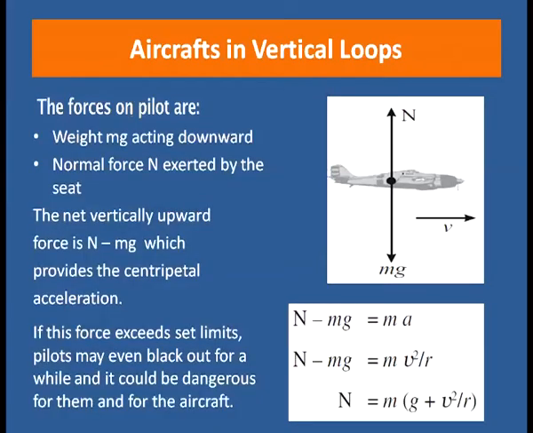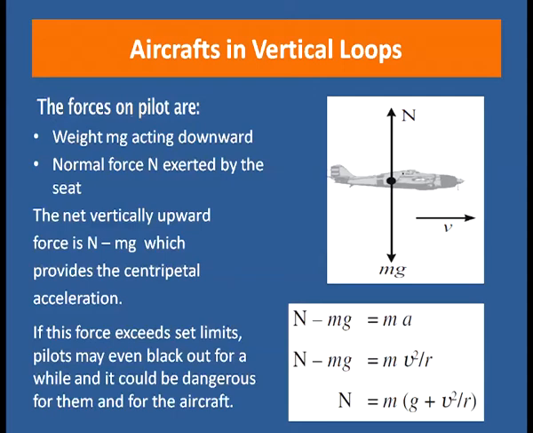Suppose an aircraft is moving in a vertical loop. In that case, the forces on the pilot are weight mg, which is acting in downward direction, and the normal force N exerted by the seat, which is in upward direction. So, what is the net force on the pilot? The net vertically upward force is N minus mg, and this force provides the necessary centripetal force or the necessary centripetal acceleration.